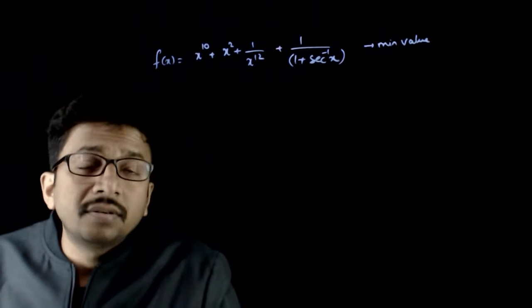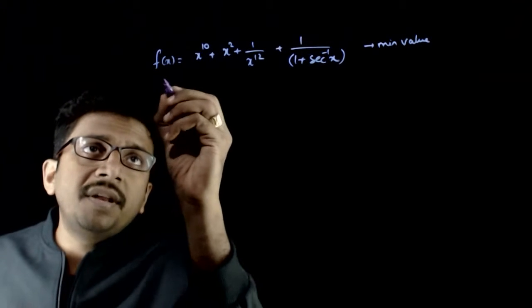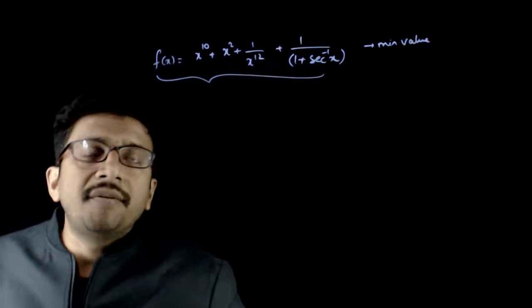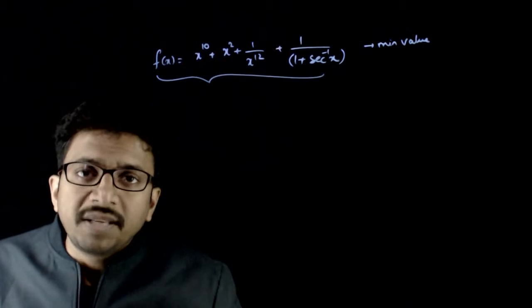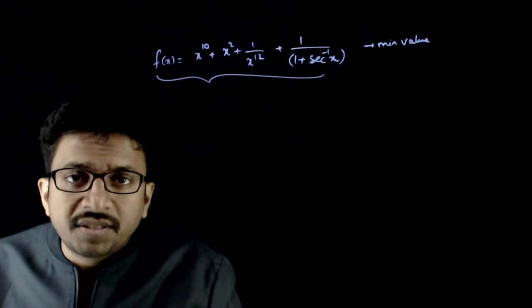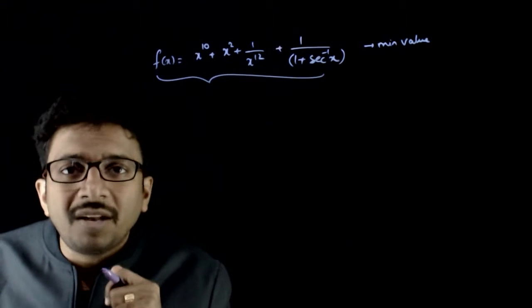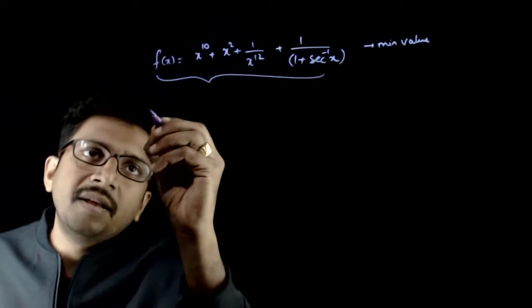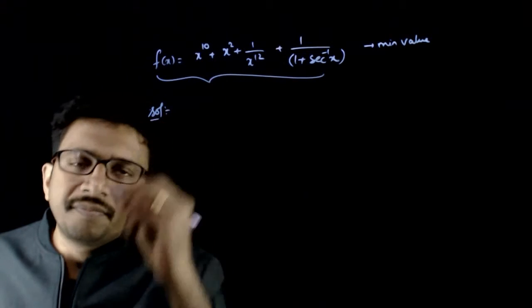So welcome students. In this question, you're given the function f of x equals x^10 + x^2 + 1/x^2 + 1/(1 + sec inverse x). And you're asked to find the minimum value of this expression. So let us try to analyze this function.